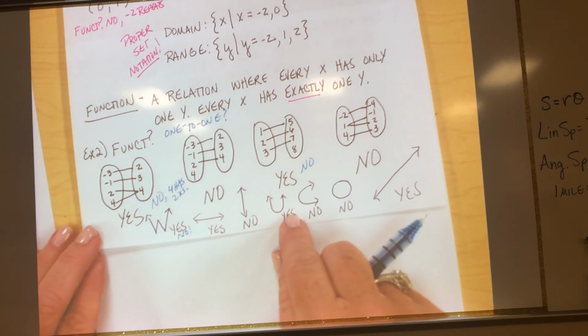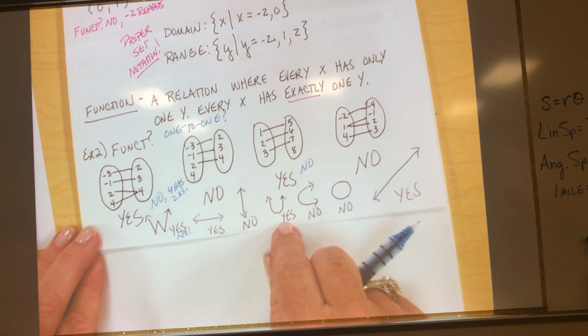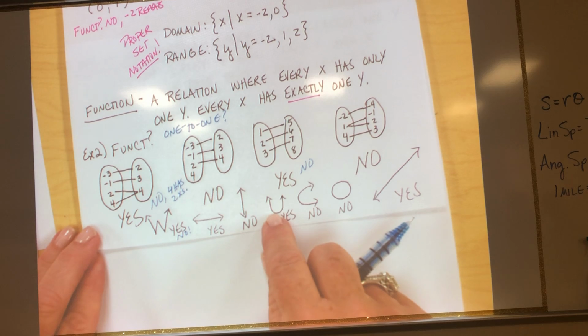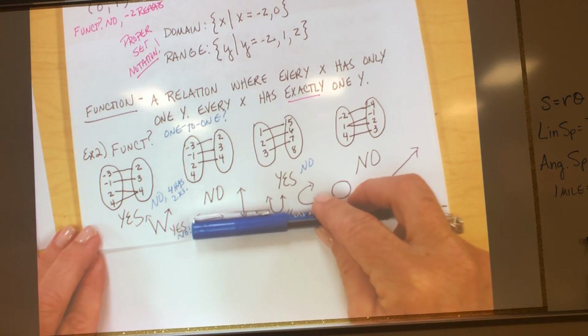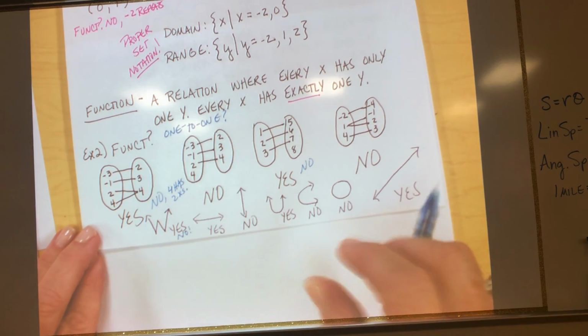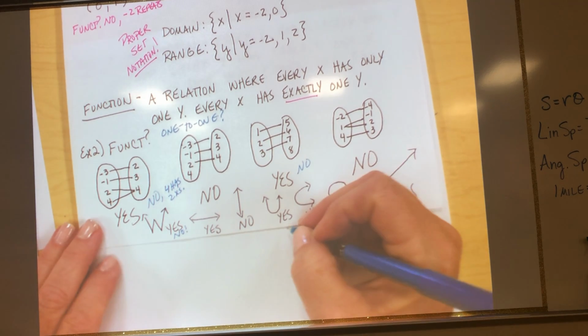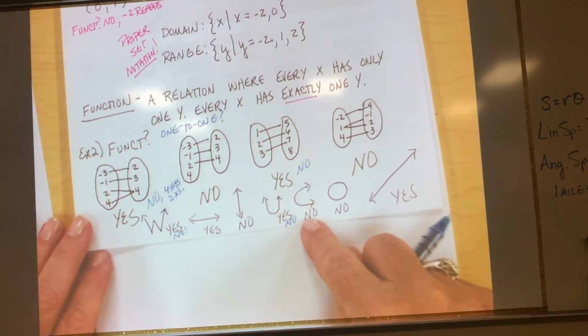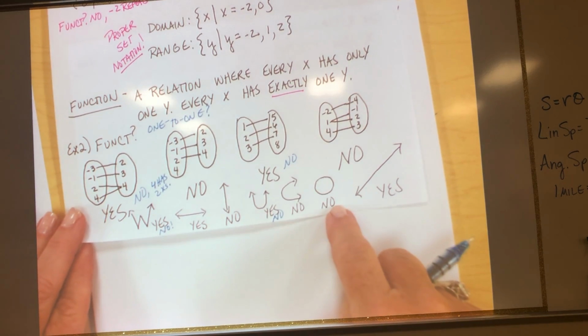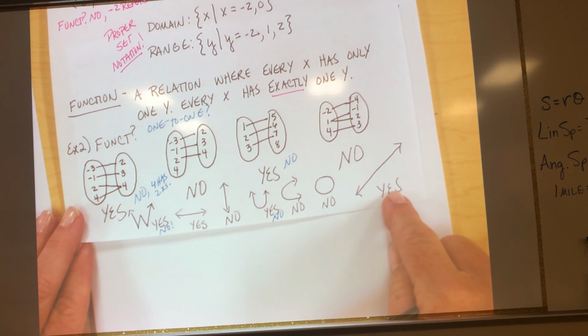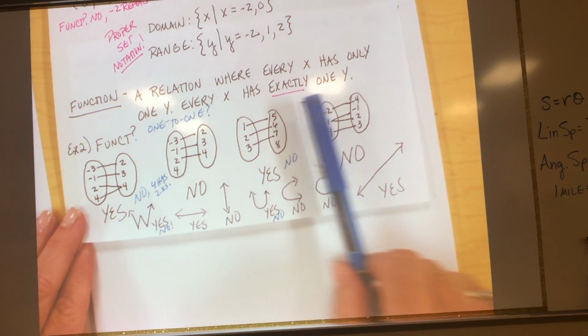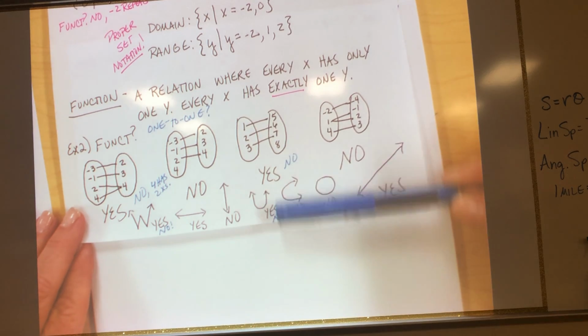All right, what about this guy? Nope. As soon as you pass that vertex on that horizontal line test, he's bumping that quadratic 2 places. So no, he is not. This one's not a function. Not a function? Yes. He passes a vertical line test and a horizontal line test.